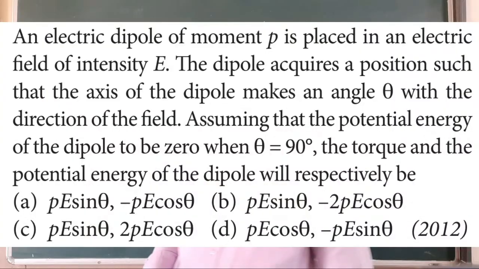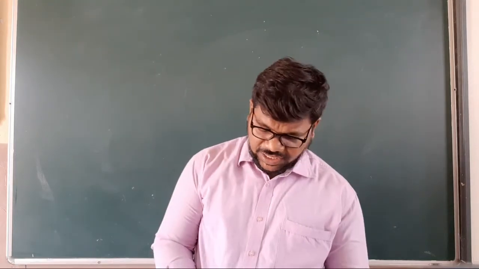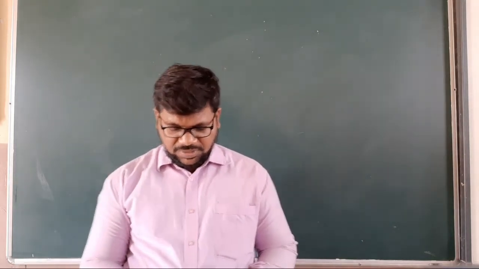Next, an electric dipole of moment P is placed in an electric field of intensity E. The dipole acquires a position such that the axis of the dipole makes an angle theta with the direction of the field, assuming that the potential energy of the dipole is 0 at theta equal to 90 degrees. The torque and the potential energy of the dipole will be, respectively? Next question, my children.